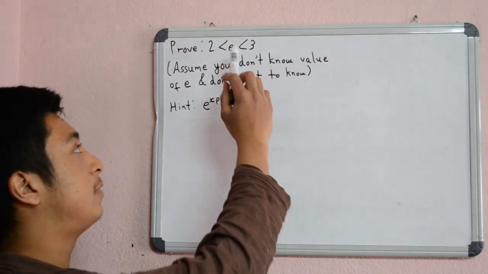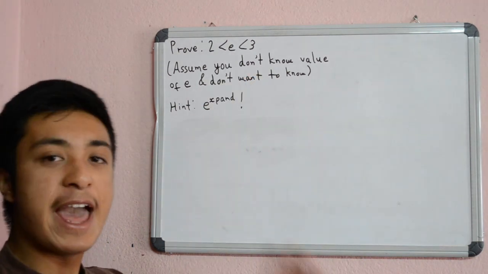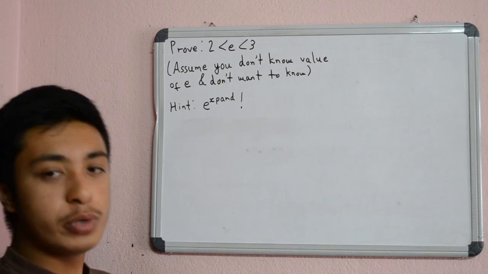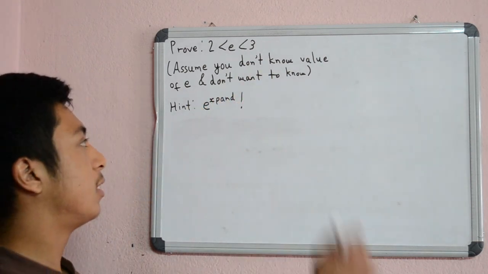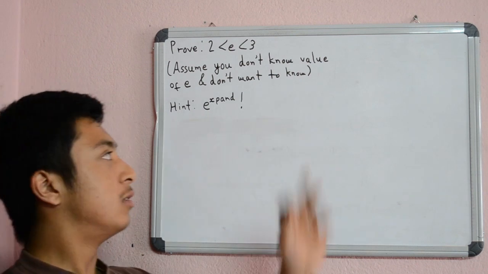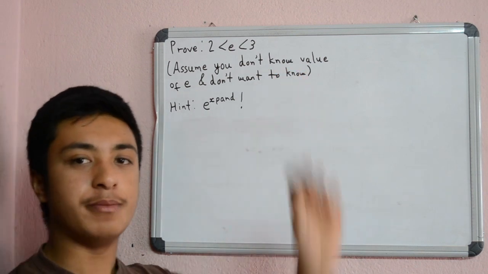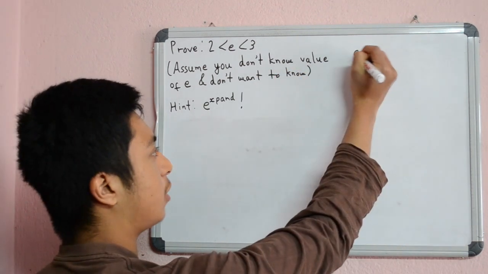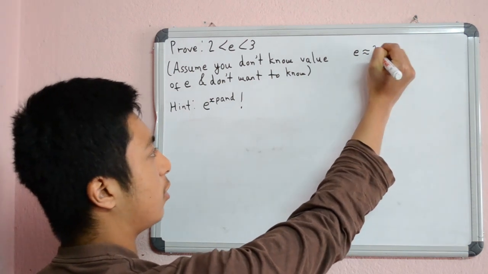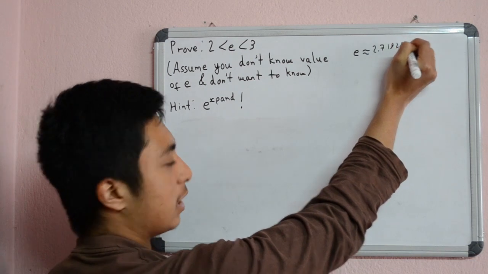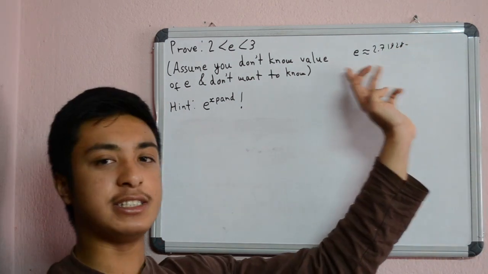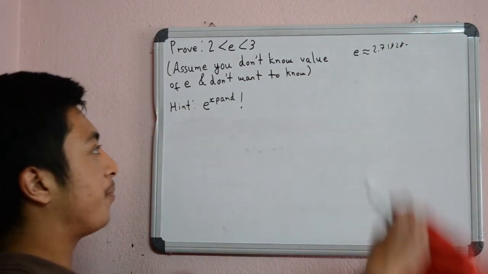Well guys, let's prove that E lies between 2 and 3, assuming that we don't know the value of E and we also don't want to know. I've written this assumption because most of us at least know the first digits of E, which is 2.71828 and so on. And you can easily see that E lies between 2 and 3.